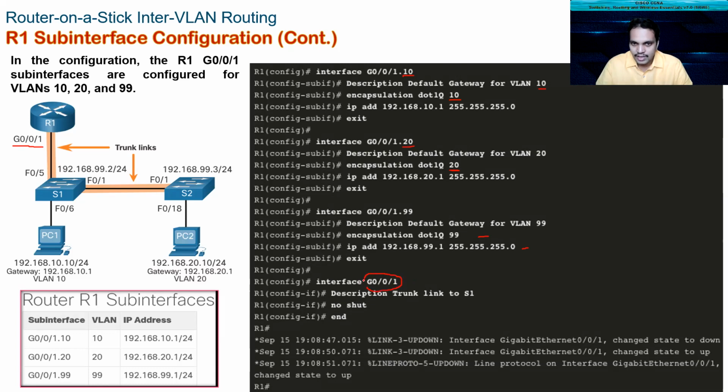And finally, you need to make sure that this interface, which we divided into subinterfaces, is on. Simply type in no shutdown. That's all, because we made it into a trunk. So G0/0/1, you just type in no shutdown. If you don't type this, if it is in the power off state or in the down state, it won't work. So this is how you create subinterfaces on R1.